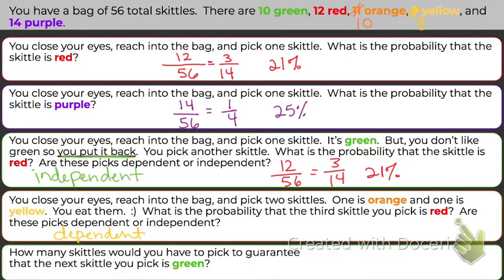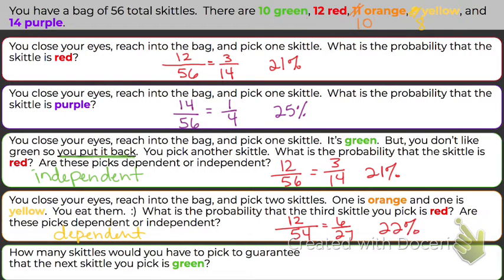Now I have 54 total outcomes, 54 Skittles, and still 12 of them are red. So it's 12 out of 54, and you can simplify that or divide and change it to a decimal and then a percent, which is about 22%.